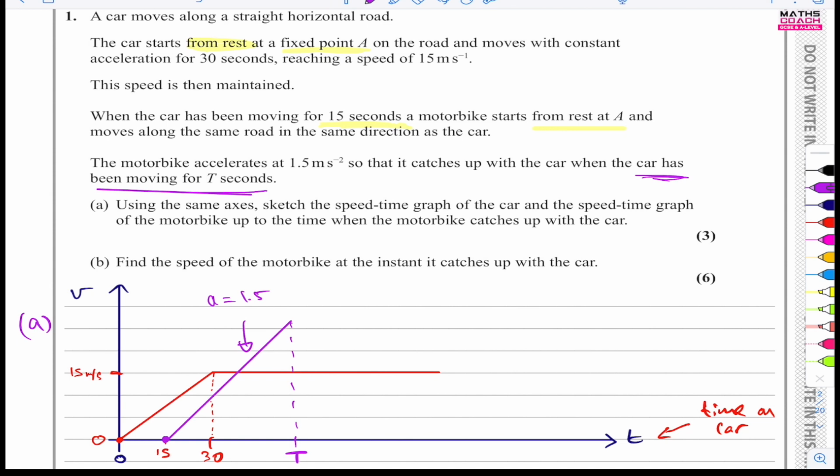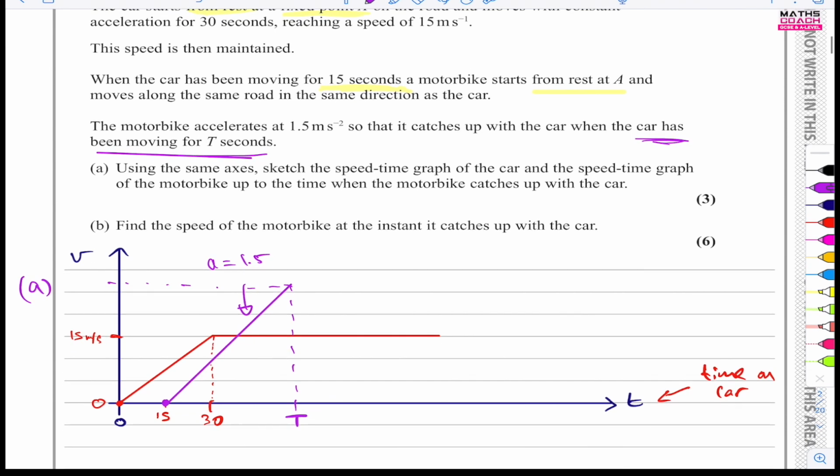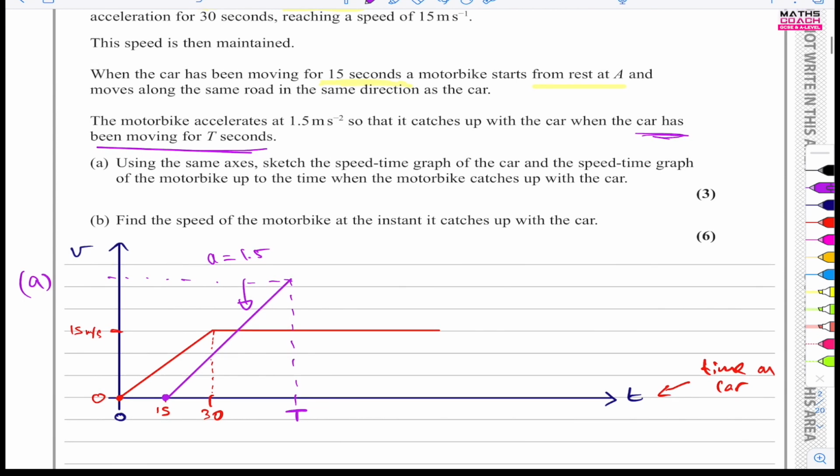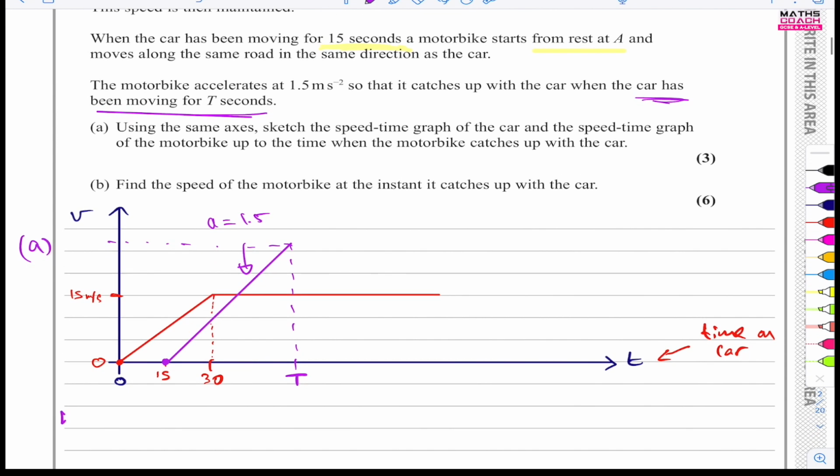Anything we left out? We don't have the speed of the bike because all we're given is it accelerates for t seconds. Yeah, that's it. Right, so find the speed of the motorbike at the instant when it catches up with the car. Right, so for part B, we know that the distance covered is the same for both the car and the bike.